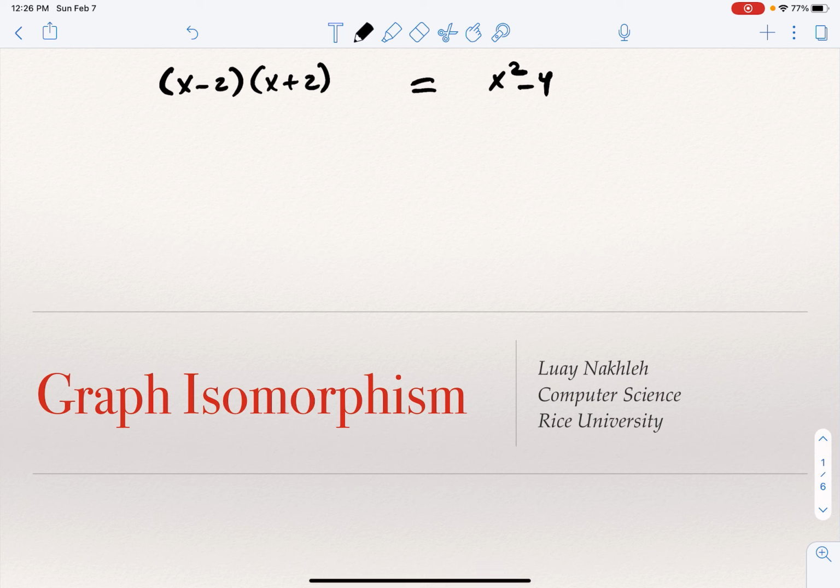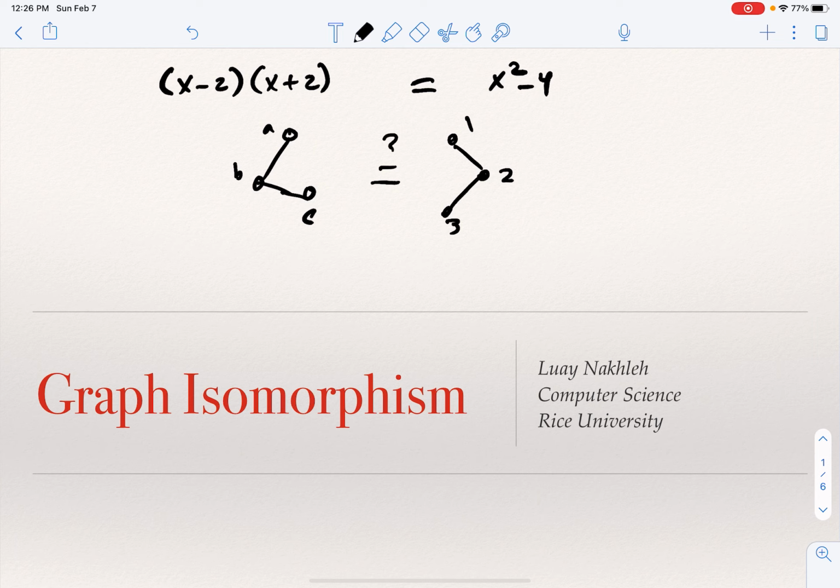Now the question, if I give you this graph, A, B, C, and I give another graph, 1, 2, 3, are these two graphs the same? Okay, so what does it mean? Of course, they are not the same graph because they are two different objects that I drew on the slide. And one is labeled by ABC, the nodes are labeled by 1, 2, 3.